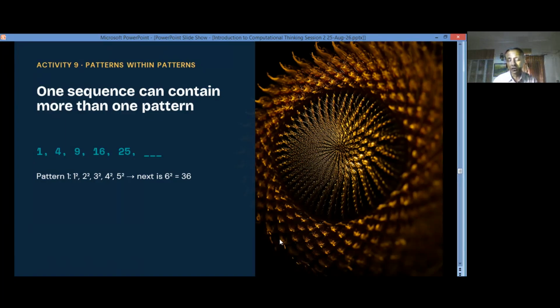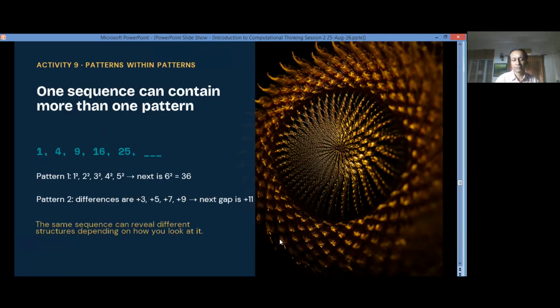Can you quickly think of the other way to represent the same pattern? Let's look at it. Yeah, so it is 1 plus 3, 4, 4 plus 5 is 9, 9 plus 7 is 16, 16 plus 9 is 25, 25 plus 11 is 36, 36 plus 13 is 49, so it goes like that. So the same pattern, two different rules, right?